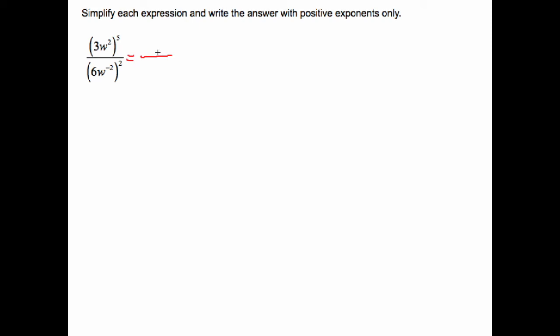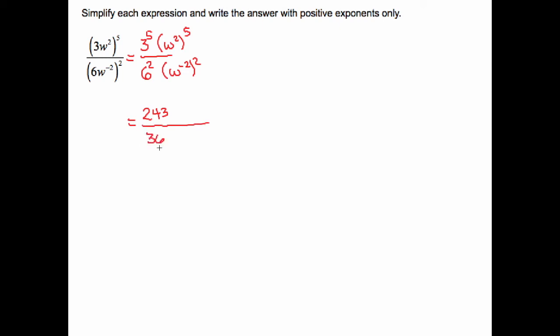We'll take each base and raise it to the 5th. So we have 3 to the 5th, and then we have w squared raised to the 5th. And in the denominator, we'll take each base and apply it to the 2nd power. We have 6 squared, and then we have w raised to the negative 2, and that is squared. Now what we want to do is apply the exponents on 3 and 6. So we have 3 to the 5th, and 3 to the 5th is 243. In the denominator, 6 squared is 36.